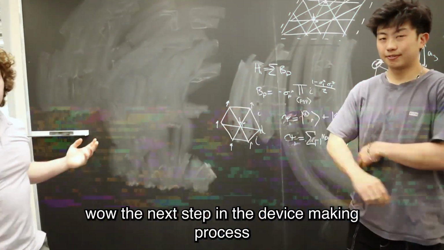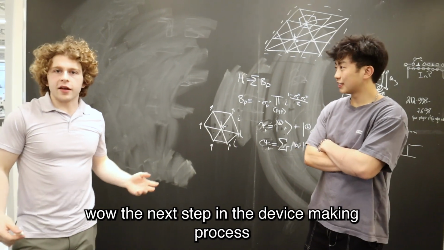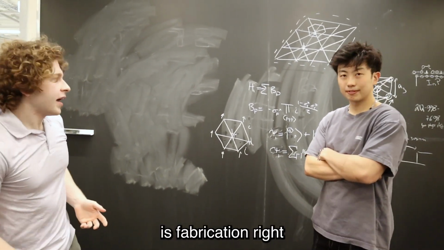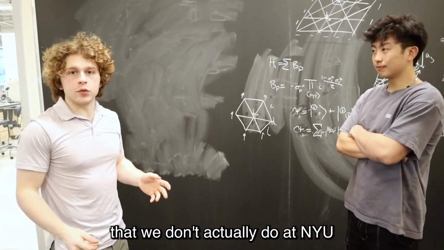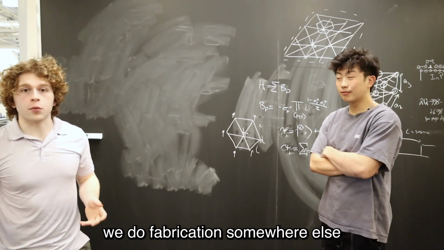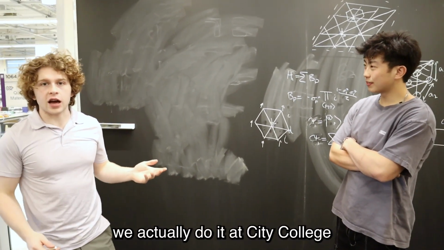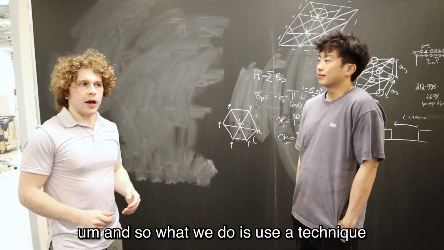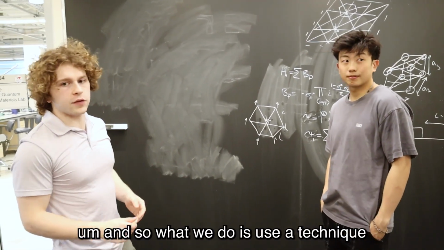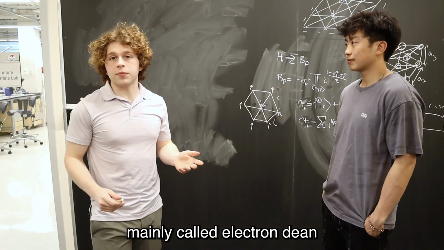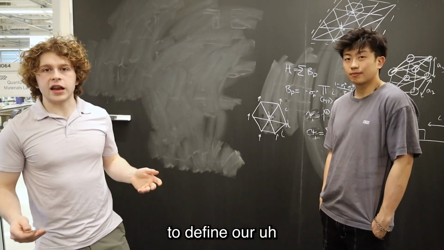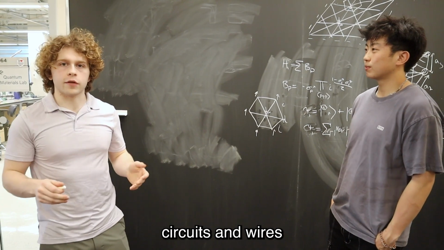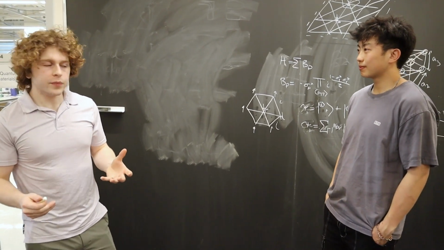Wow. So the next step in the device making process is fabrication, right? And fabrication is something that we don't actually do at NYU. We do fabrication somewhere else. We actually do it at City College, and the reason is just because we don't have the equipment here. And so what we do is use a technique mainly called electron beam lithography to define our circuits and wires that we actually use on our chips.